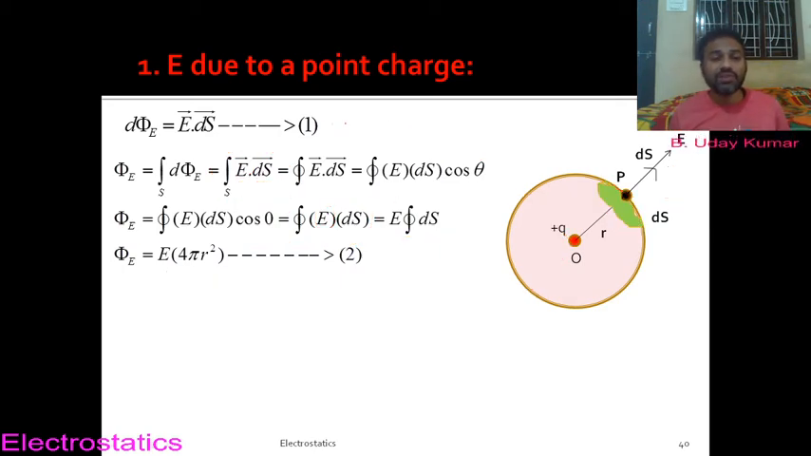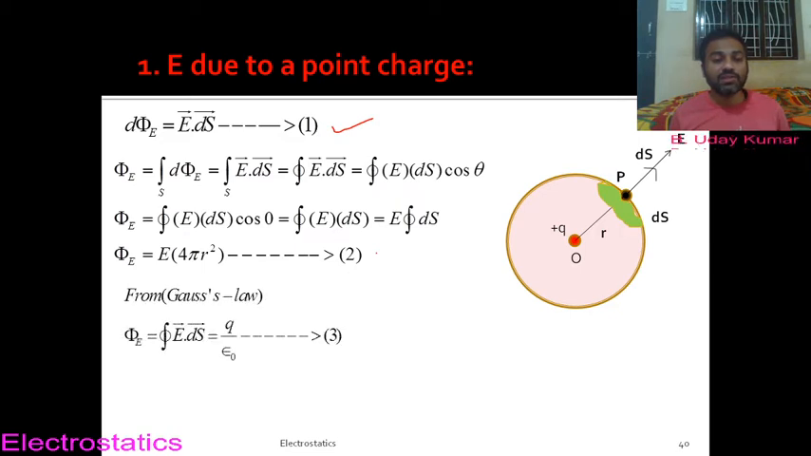So now you know equation 1, which is the flux passing through the small area element you have chosen, and this is the total electric flux coming out of this entire Gaussian sphere. Okay, so now let us move on to our next step.